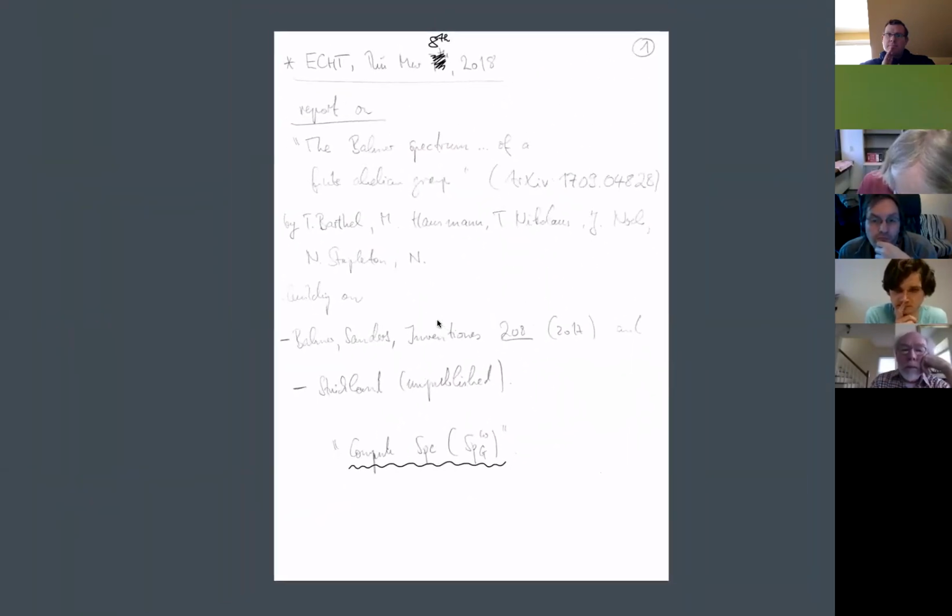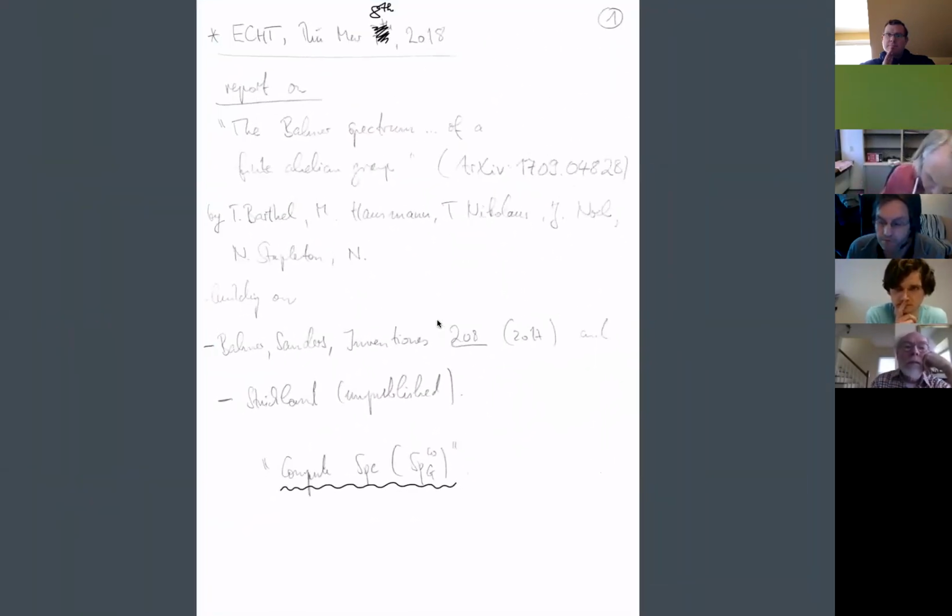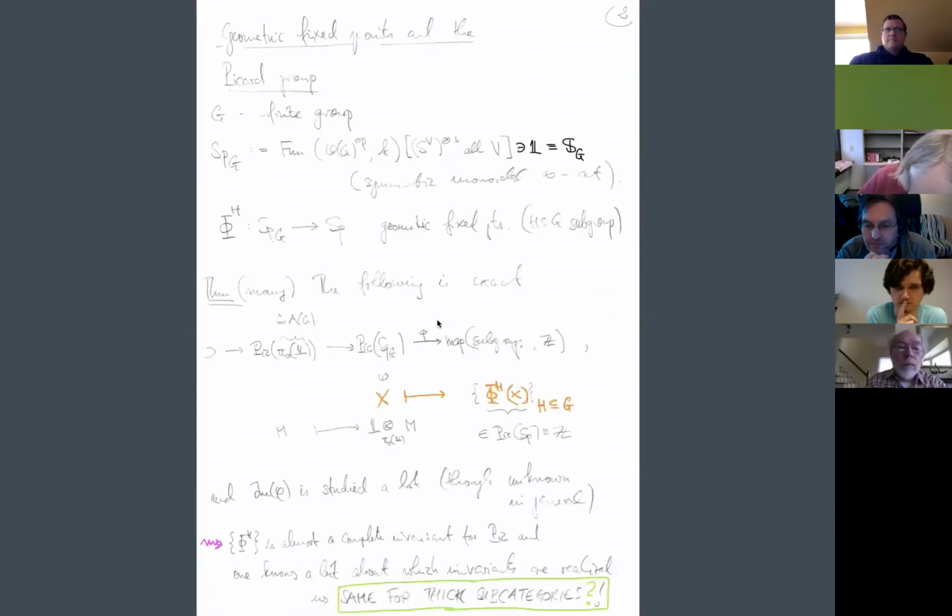And the reason this appeared in the work of Balmer and Sanders, or at least for Paul Balmer, I'm pretty sure, was that this was another very substantial, interesting example and instance for his tensor triangulated geometry. So he wanted to study this as much as he can, but I will try to present things from a slightly different angle, trying to put more emphasis on genuine G-spectra rather than general tensor triangulated geometry. So let's start with this.